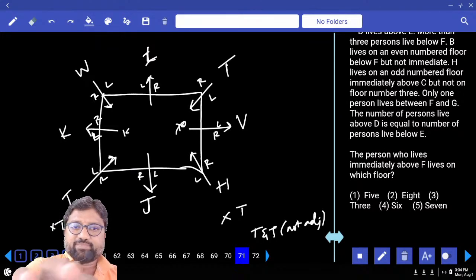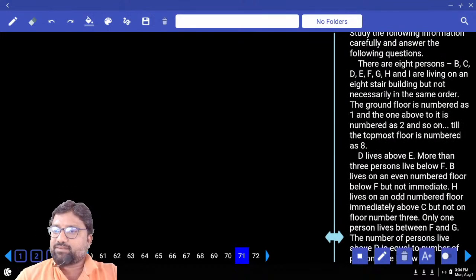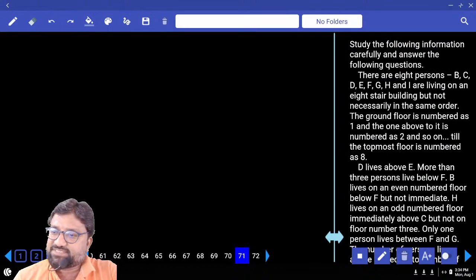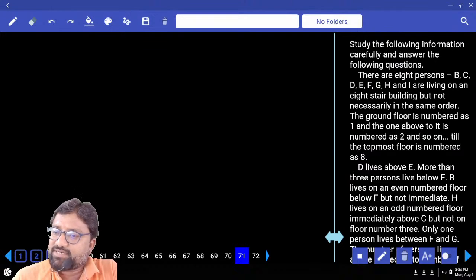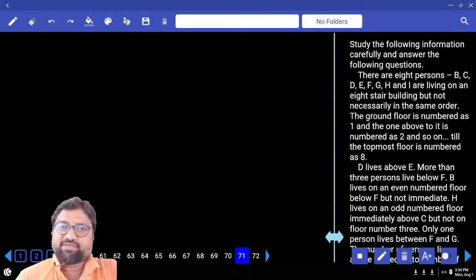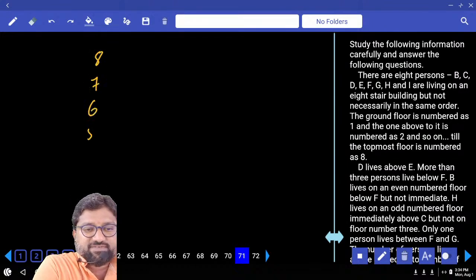Next, there are 8 persons. 71. There are 8 persons B, C, D, E, F, G, H, I living in an 8-storey building but not necessarily in the same order. The ground floor is numbered as 1, the floor above is 2, and so on till the topmost floor is numbered 8. 8, 7, 6, 5, 4.